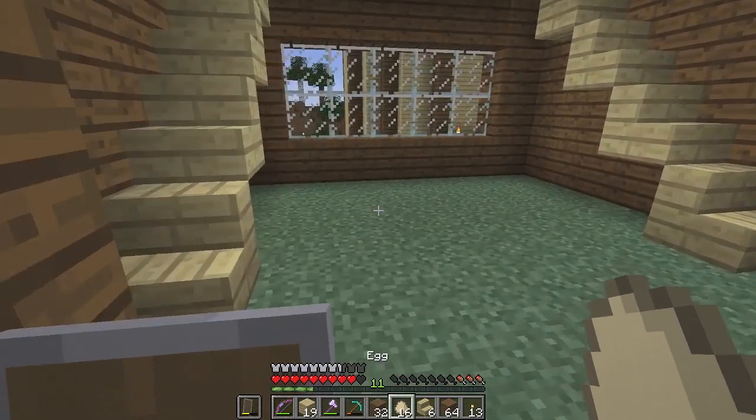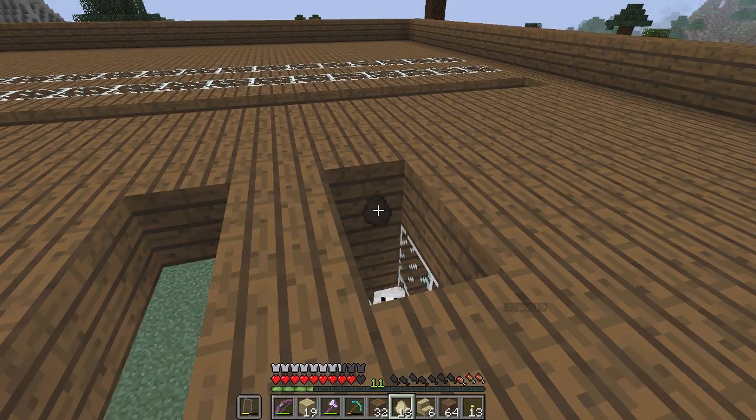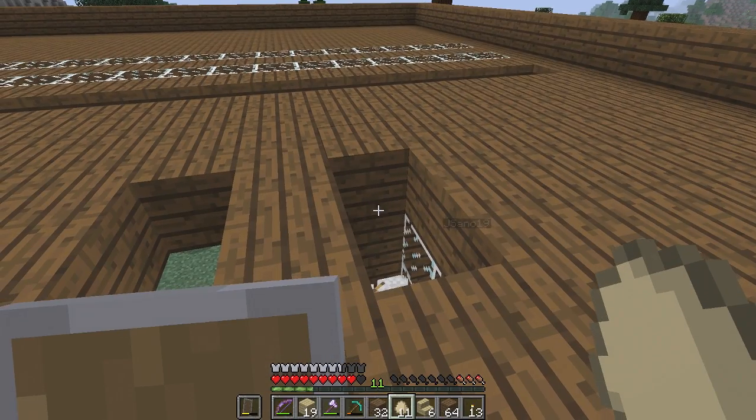So here's the problem. I don't know how to make the lava blade or whatever for these. So do I have to dig this down farther?